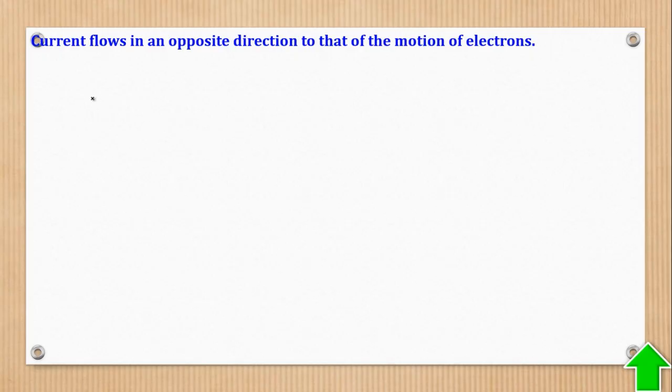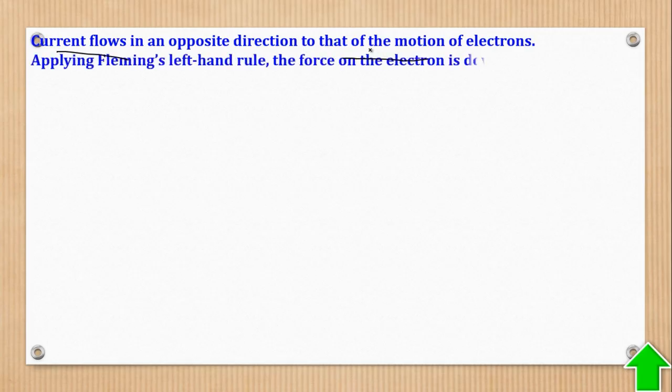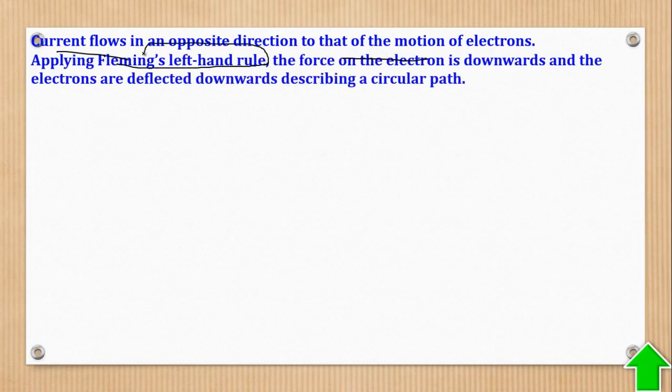One shall come and see that, first of all, current flows in an opposite direction to that of the motion of electrons. Therefore, when you apply Fleming's left-hand rule, the force on the electron is downwards. I think we saw that in the illustration. And the electrons are deflected downwards, describing a circular path.